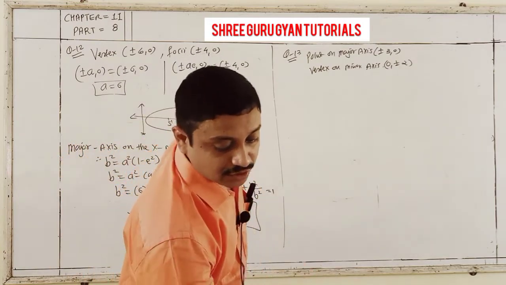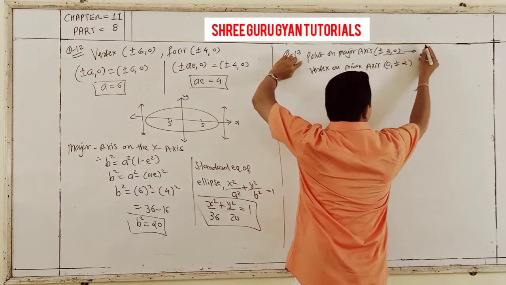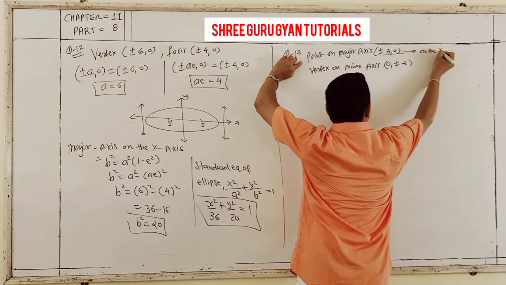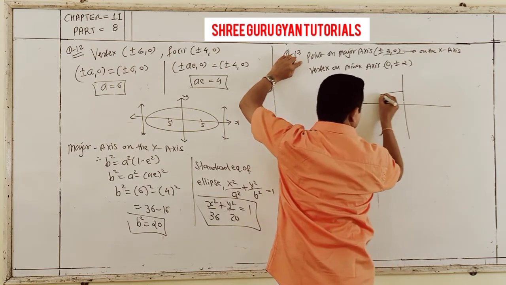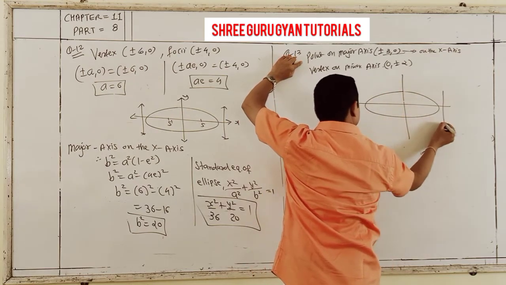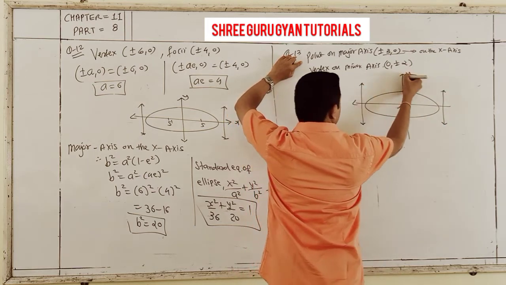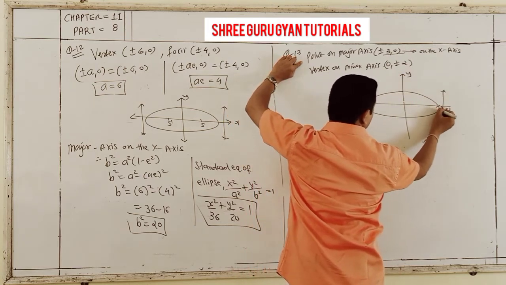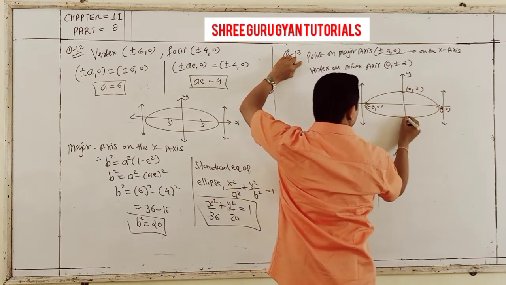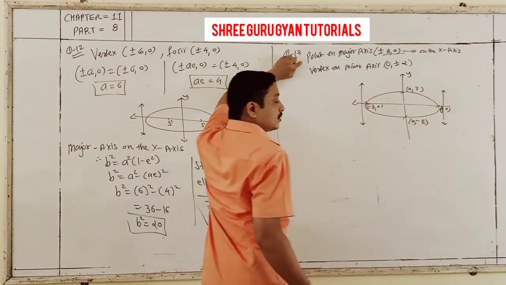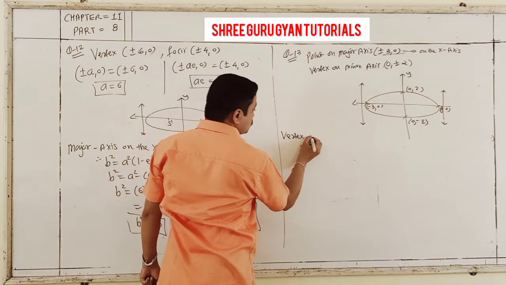Students, it is clearly known the major axis lies on the x-axis. Means your drawing is this. That's your major axis points. Here the points are 3, 0, minus 3, 0, 0, 2, 0, minus 2. So simple.